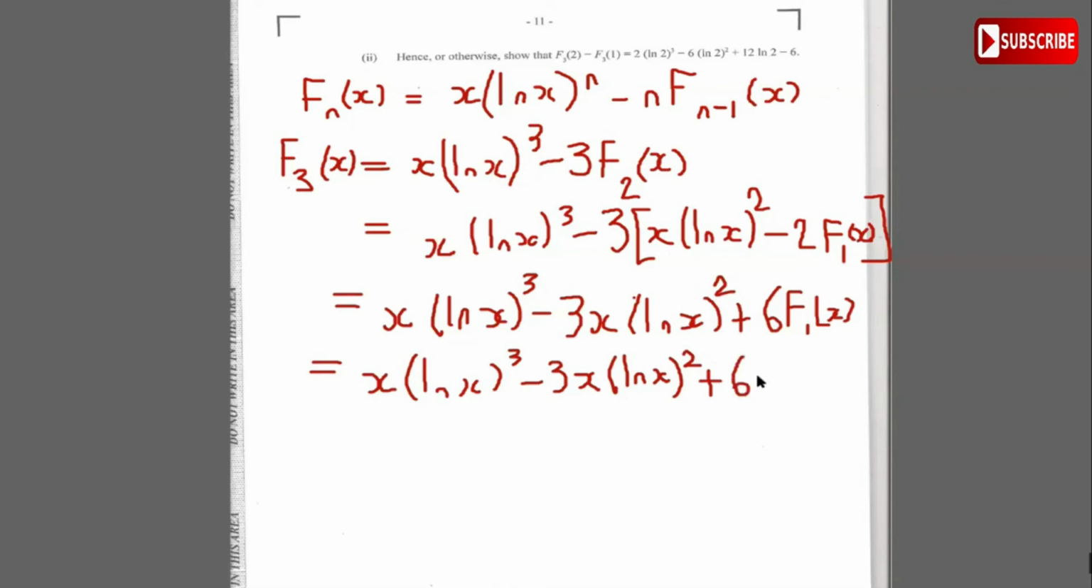Now putting in n as 1, f_1(x) is x(ln x)^1, so it's x times ln x, minus n as 1, so that's just 1 times f_0. So 1 minus 1 is f_0, so it's minus f_0.